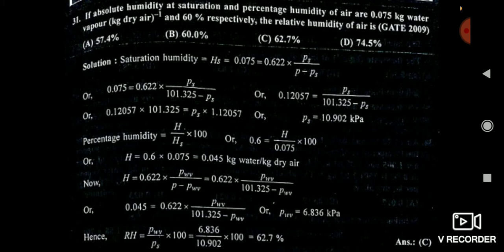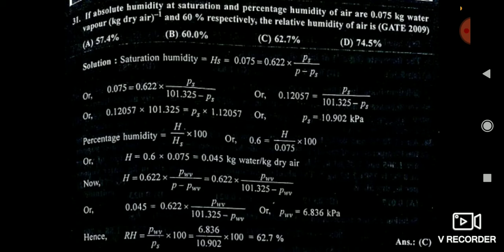Friends, here one more thing, you see that it is present in the atmosphere, so you have to consider that the atmospheric pressure is the total pressure, that is 101.325. Whenever it is saying that it is present in the air or atmosphere, you have to consider the atmospheric pressure is the total pressure, that is 101.325. So you put these values, you can calculate the PS value, that is PS is equal to 10.902 kilopascal.